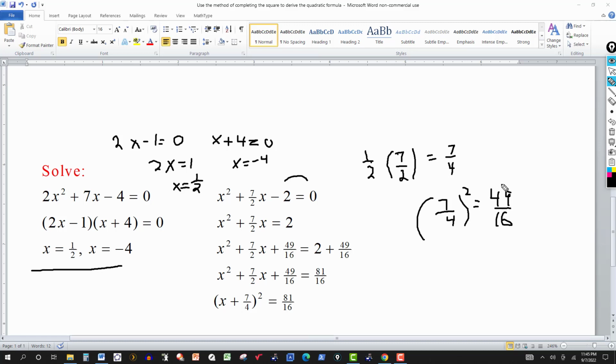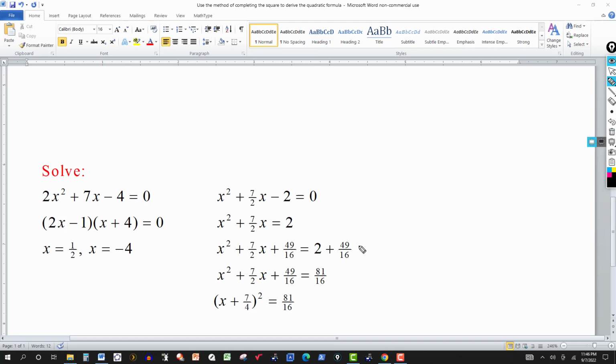And then we add what we got, 49 over 16 to both sides. So that's what I have in this step here, 49 over 16, and we add 49 over 16 to the right side. Got to keep it balanced, so whatever you add to one side, you add to the other side. Okay, then from this step right here, this is 2 over 1, so we multiply by 16 to get the common denominator. Multiply here by 16, so I get 2 times 16 is 32 over 16, and 49 over 16 gives me 81 over 16.